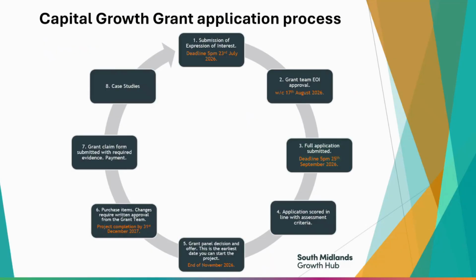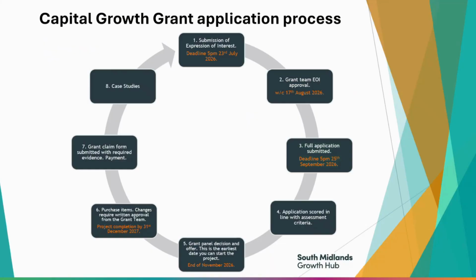So just to put it into a pictorial point of view, the capital growth application process: submission of interest, the deadline is the 23rd July. The grant team will approve these by the week commencing the 17th of August. The full application should be submitted by 5 p.m. on the 25th of September. Applications will be scored in line with all the assessment criteria, which is available on our webpage. The grant panel will make the decision and put out the offer, and the earliest date you'll be able to start the project is the end of November.